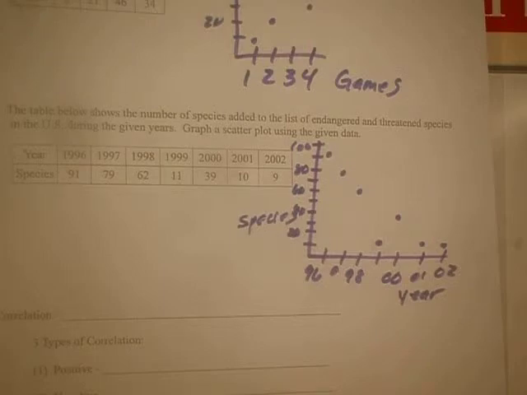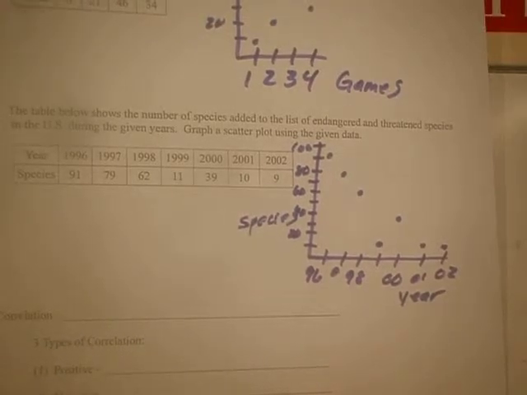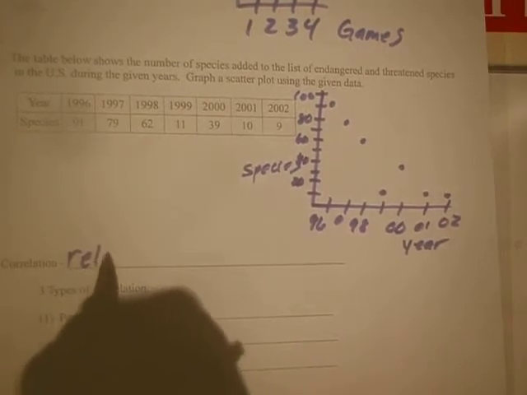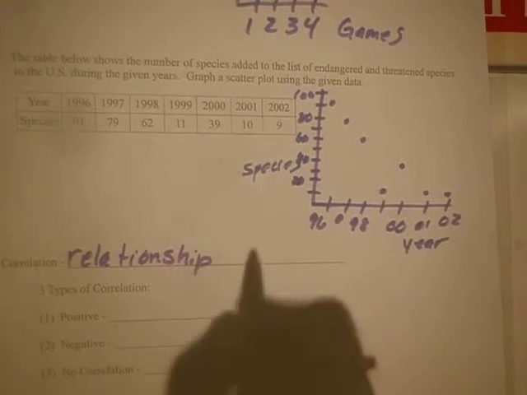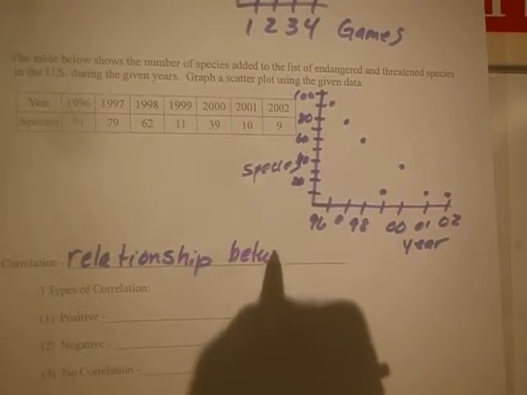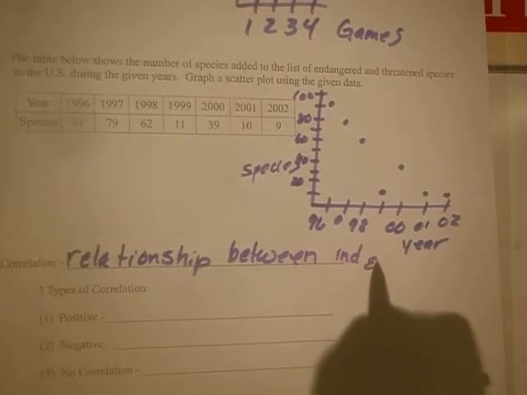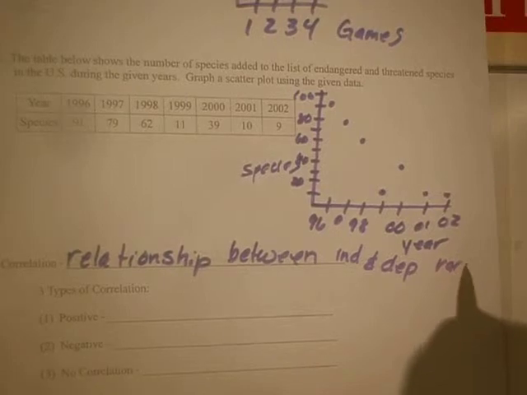And after we do these scatter plots, we're going to look at what's called correlation. A correlation is the relationship between your independent and dependent variables.